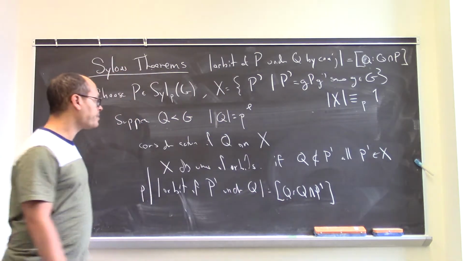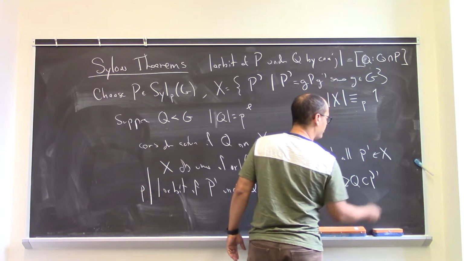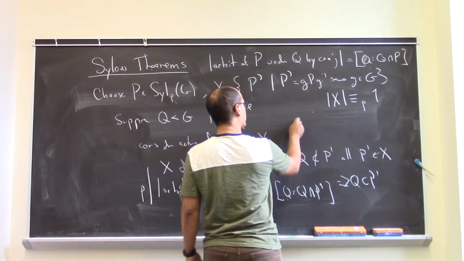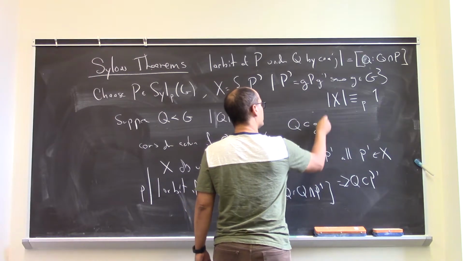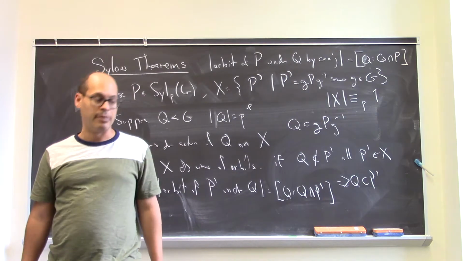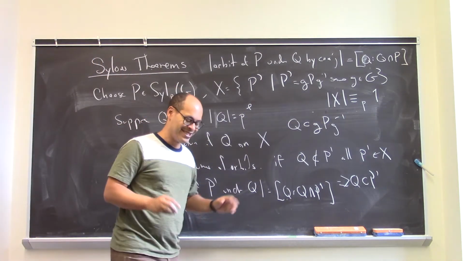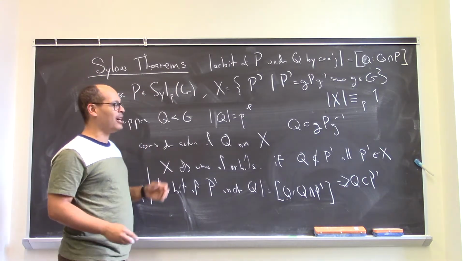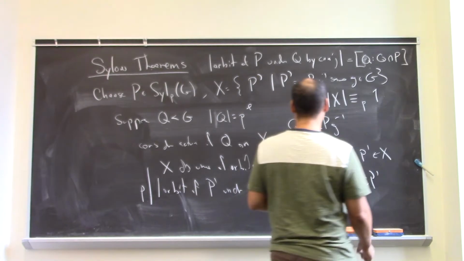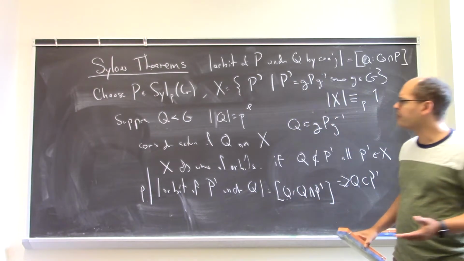Therefore, Q has to be contained in some P prime. But the P primes are the conjugates, so that means that Q is in gPg inverse for some g. This holds for every Sylow p subgroup P, because P was arbitrary. So Q is contained in a conjugate of any Sylow p subgroup. Of course, that's really part 2.5.